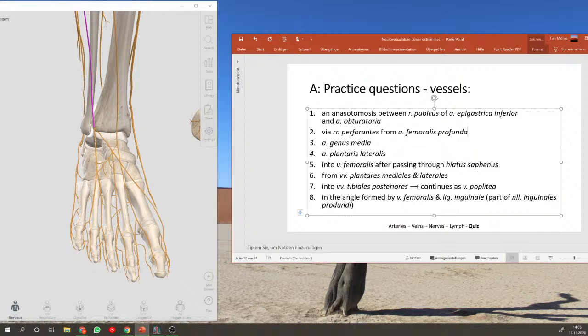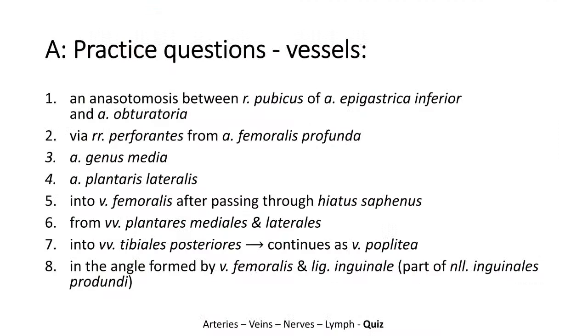number 4, arcus plantaris profundus is formed by which artery? It is arteria plantaris lateralis. And number 5, vena saphena magna drains into vena femoralis through hiatus saphenus. Remember it was the opening in fascia lata. Number 6, vena tibialis posterior are formed by vena plantaris medialis and lateralis.